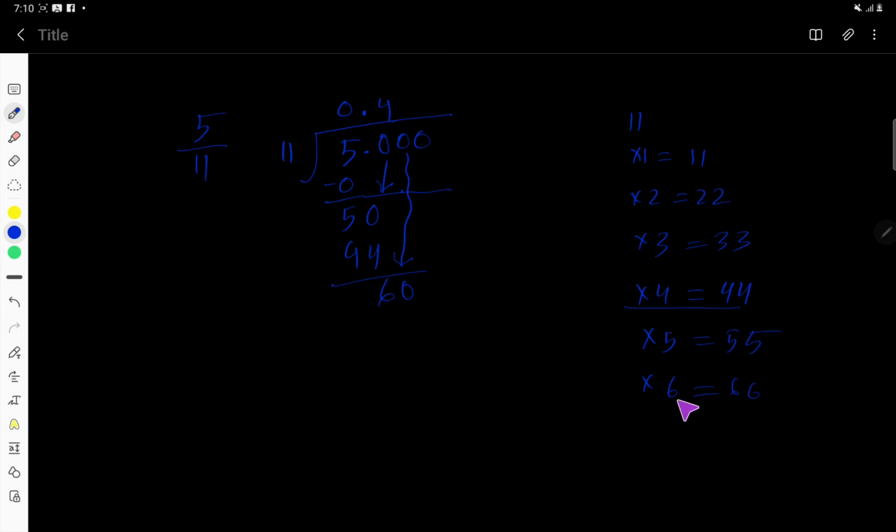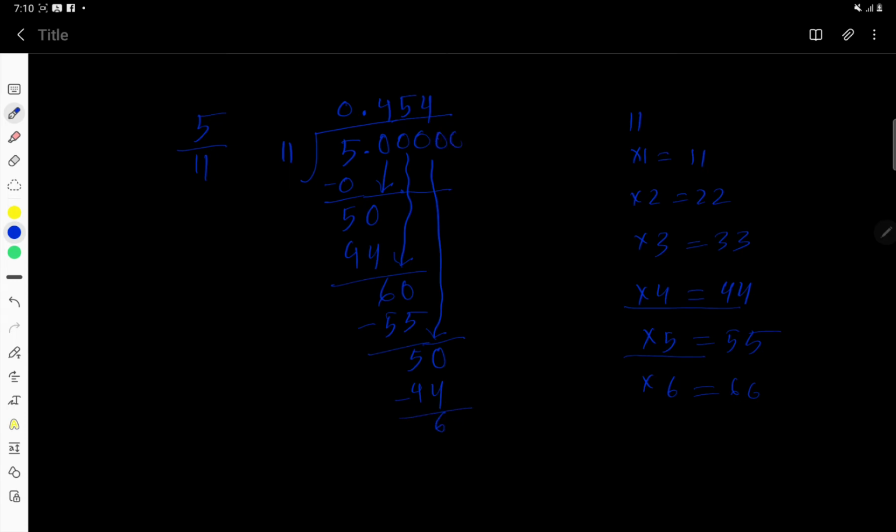Look, if you consider 6 times, that gives us 66, which is greater. So 5 times, write 5. 5 times 11, 55. If you subtract, then you are getting 5. Now bring down the second digit, the third 0. 50. 11 goes into 50 how many times? That is 4 times. 4 times 11, 44. If you subtract, then you are getting 6.